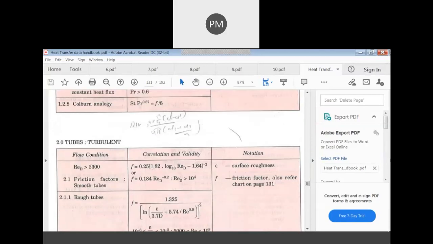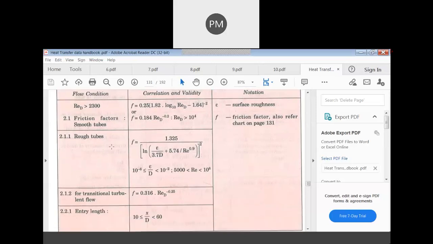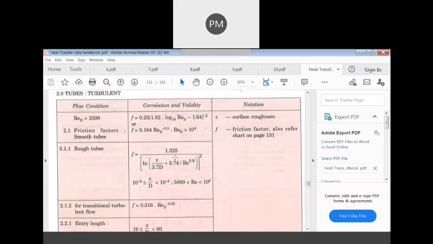In turbulent flow, what do we mean by turbulent? If the Reynolds number is greater than 2300, then the condition is turbulent. The friction factor formula has also been given here, for smooth tubes as well as rough tubes.